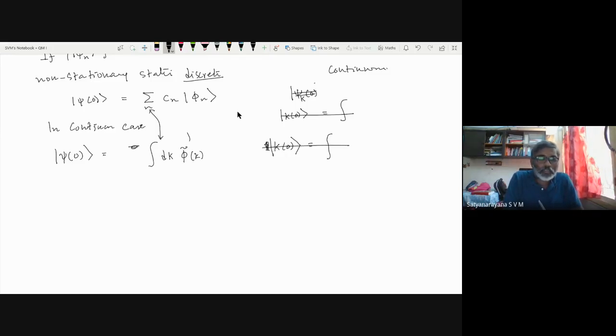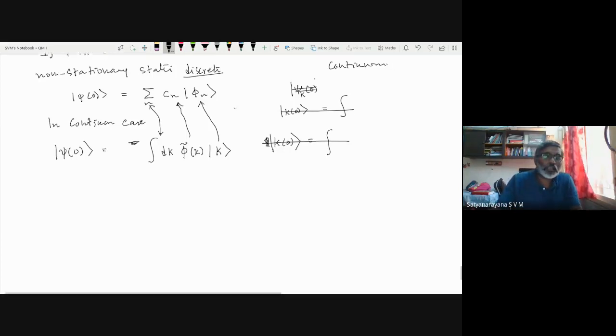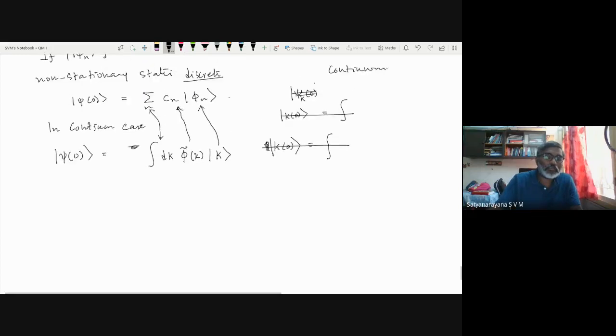This will be a function. So phi tilde k is like your cn into the stationary states k. Now this k is like this one. Okay, so that is the difference. And this is the first thing: in the discrete case, you expand like this. In the continuous case, you expand in this way.